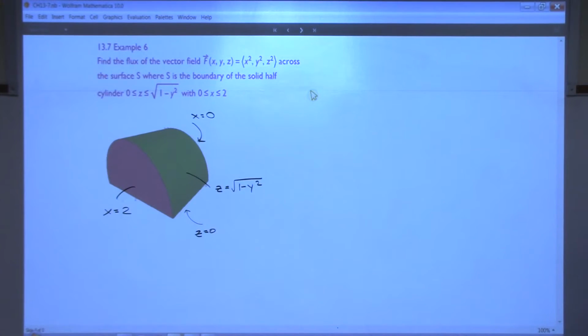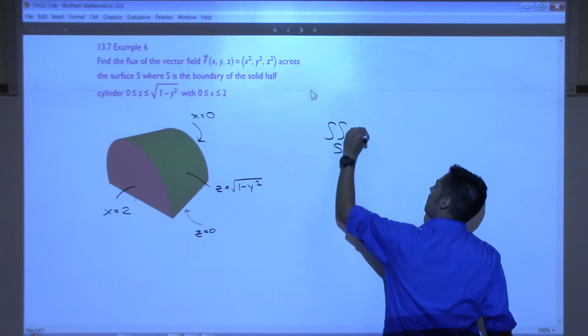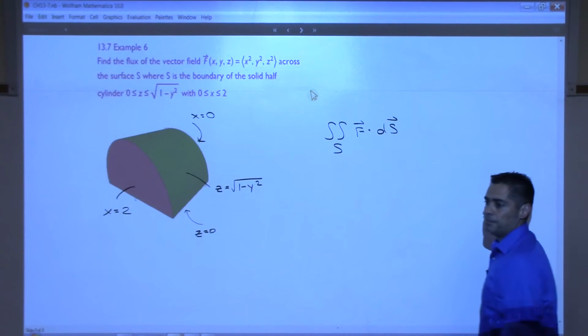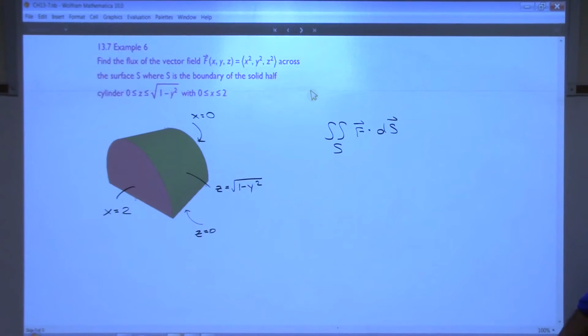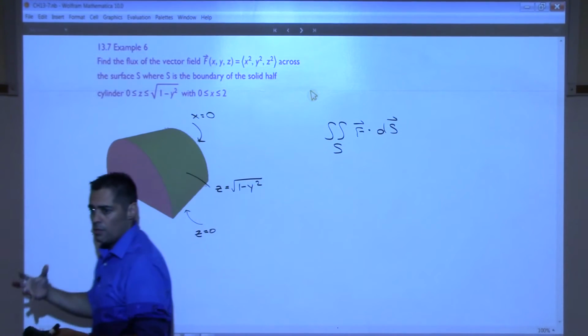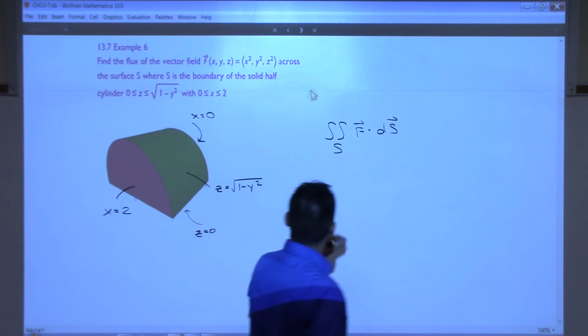All right, so I'm trying to find the flux. I want to know this, right? So am I allowed to use the divergence theorem? Yes, because this surface S is all of those surfaces together and closes a solid, right? And so I'm going to need to compute the divergence. So let me get the divergence.